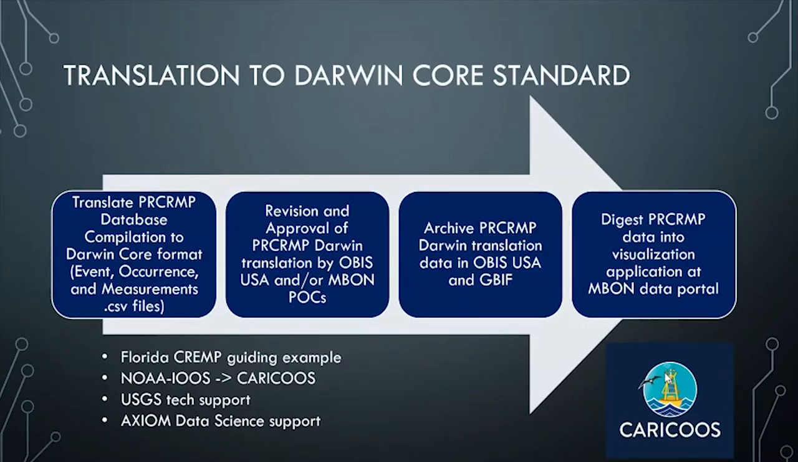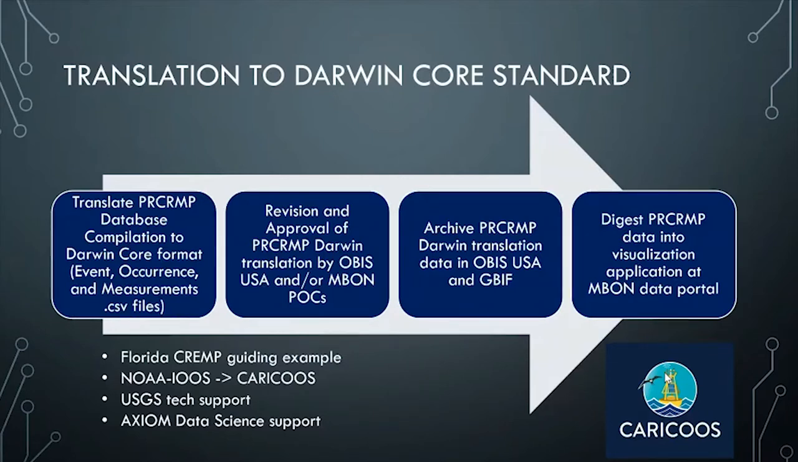I wanted to highlight in this process as well that for us it was key to have a guiding example. And for this, the Florida Coral Reef Ecosystem Monitoring Project was key because it already had a layer in MBON of coral reef benthic data, which was along the same lines as our PRCRMP database. And that was something that we were able to use as an example when we were trying to define a wish list. These are the visuals and the features that we would like the PRCRMP dataset to have. So that was really, really helpful. And it was already in the MBON Data Portal when we started.